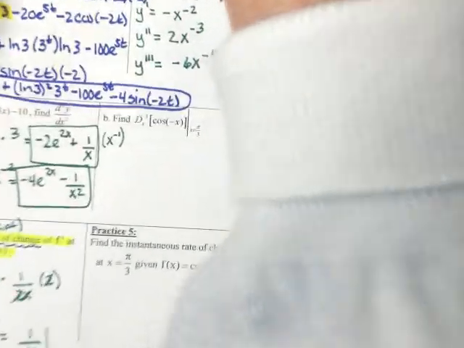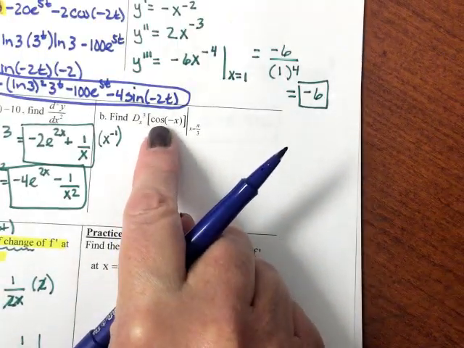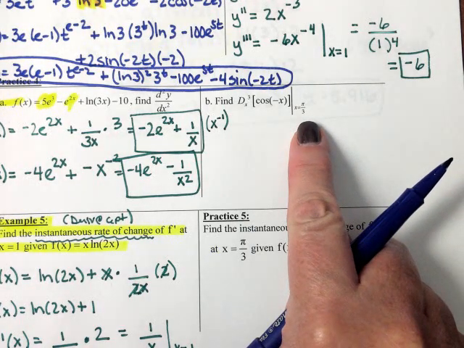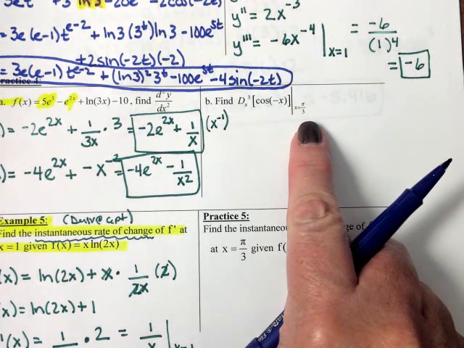All right, let's take a look at B. Now this is asking you to find the third derivative of cosine of negative x, and we're going to evaluate this at pi over 3. Well, like I said, you can't get to the third derivative without first getting to the first and second derivative.